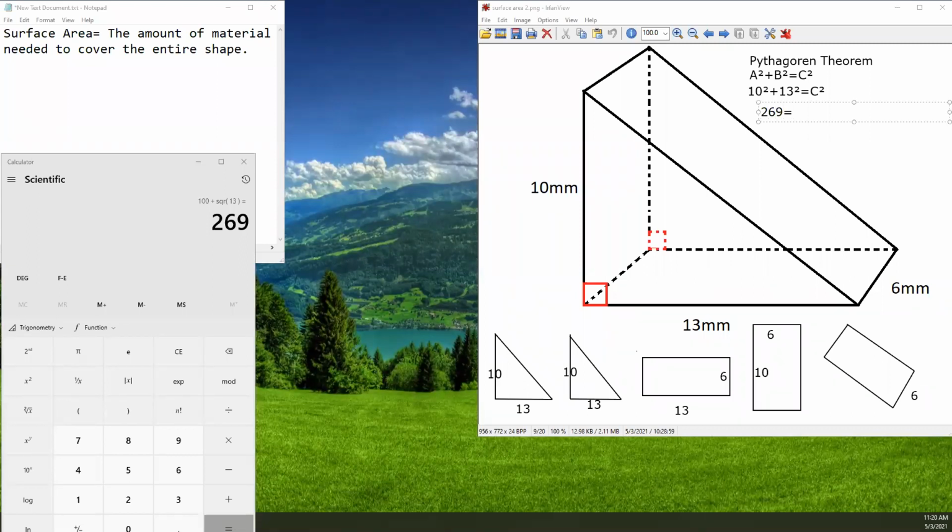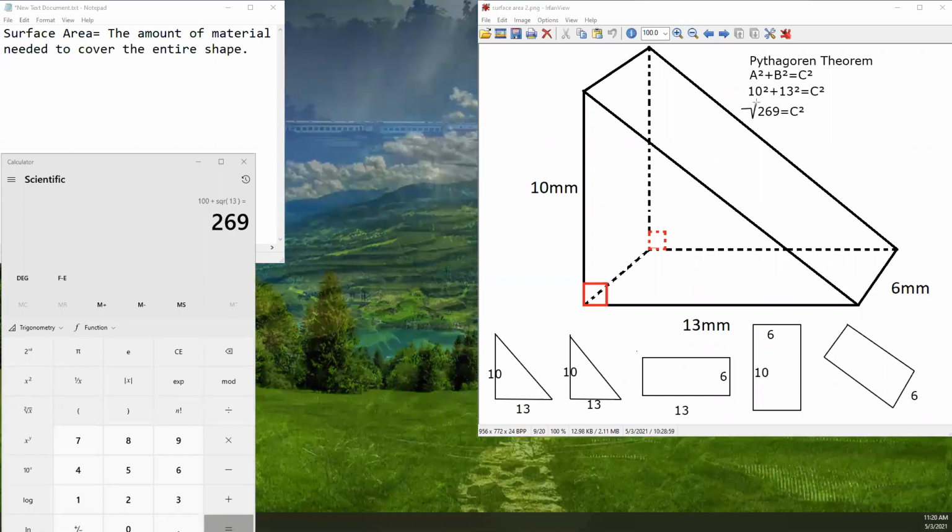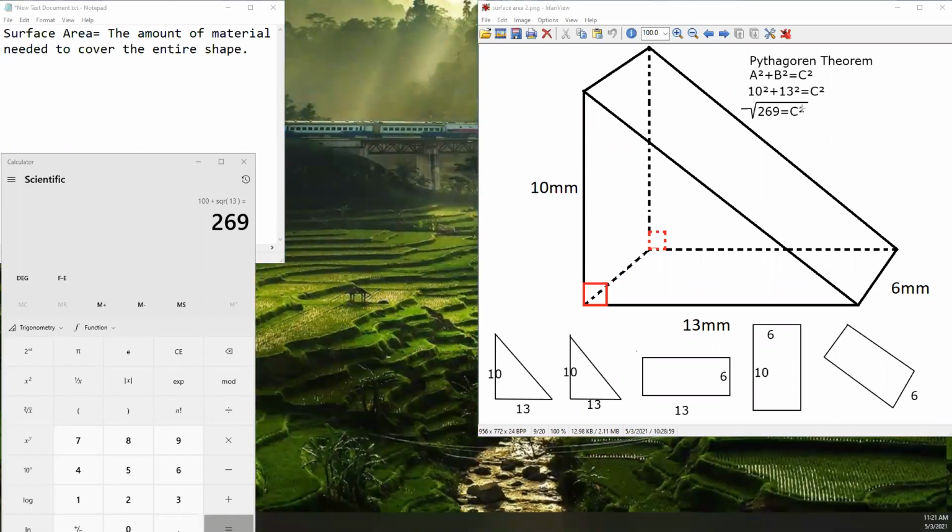269 equals c squared. Now the problem is how do we get rid of that squared? What is the opposite of the number squared? Well, you gotta square root. You square root both sides, and these cancel out. And all you do is the square root of 269 will equal c. So 269 square rooted is gonna be an ugly number, but it's going to be our side there. It's 16.4. That's not that bad, actually. Equals c. Or, coming over here, 16.4 is that side.